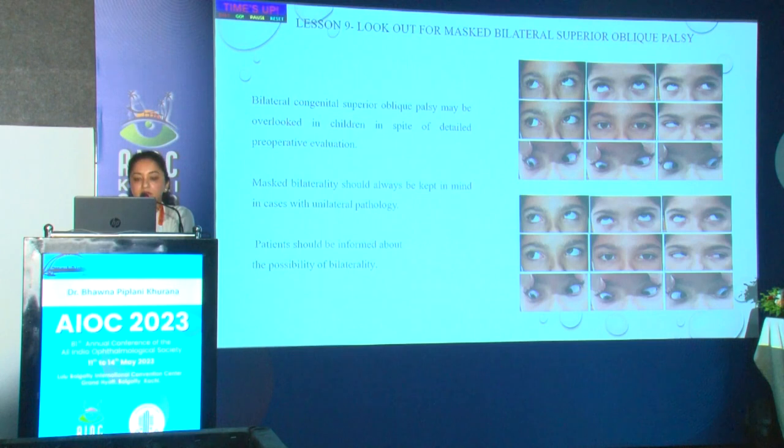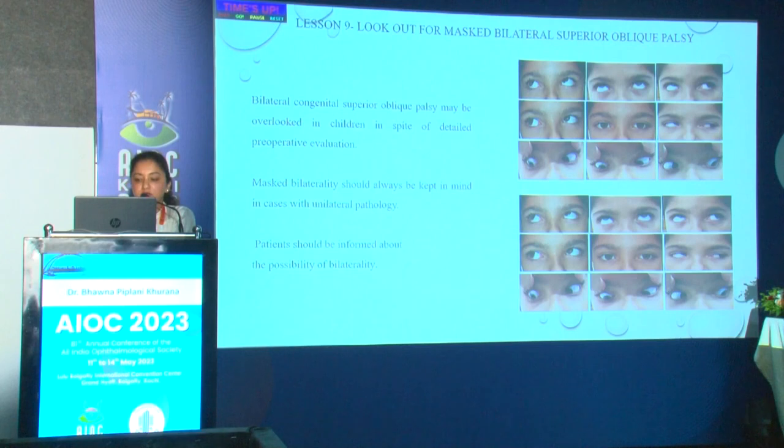Lesson number 9, look out for masked bilateral superior oblique palsy. Bilateral congenital superior oblique palsy may be overlooked in children in spite of detailed preoperative evaluation, and masked bilaterality should always be kept in mind in cases with unilateral pathology, and patients should be informed about the possibility of bilaterality that might get unmasked in the postoperative period.